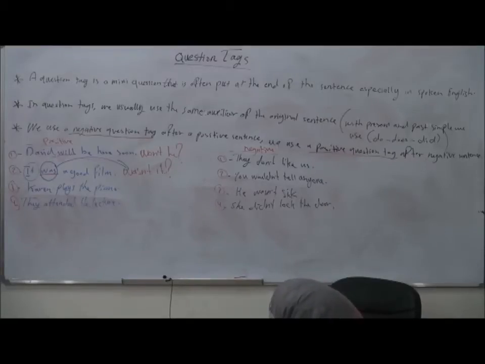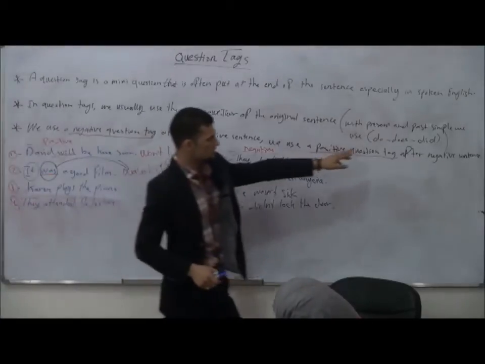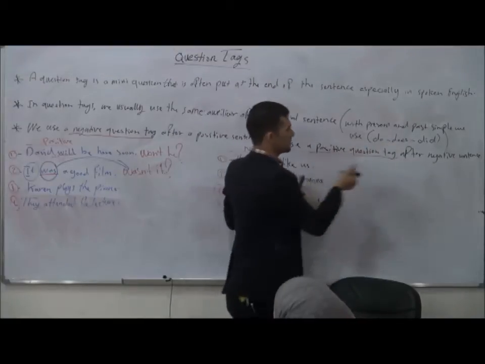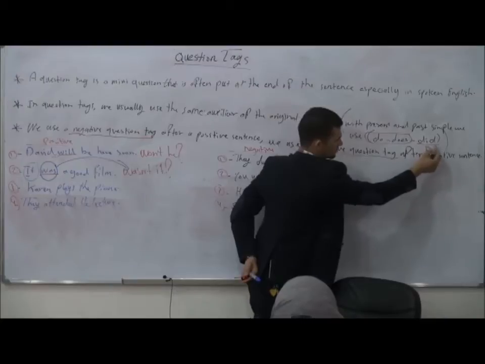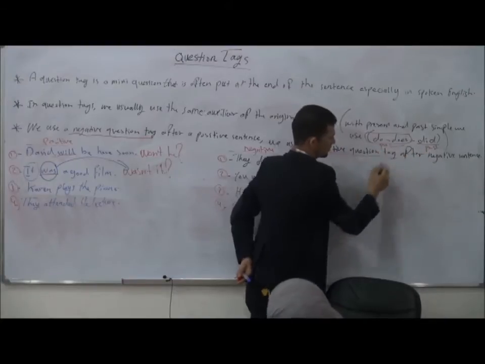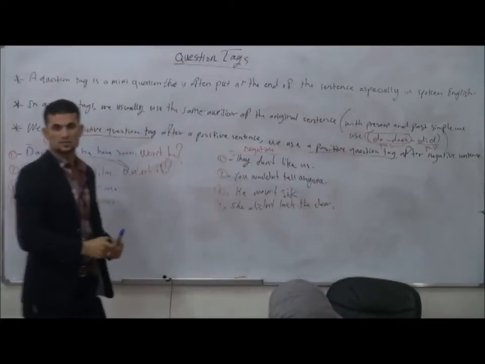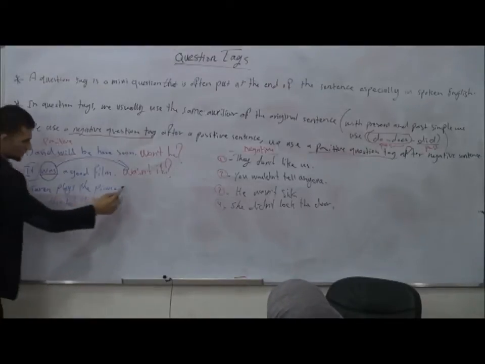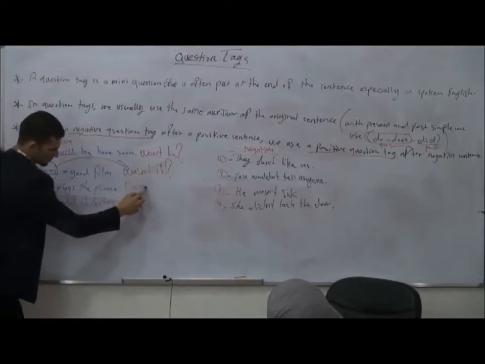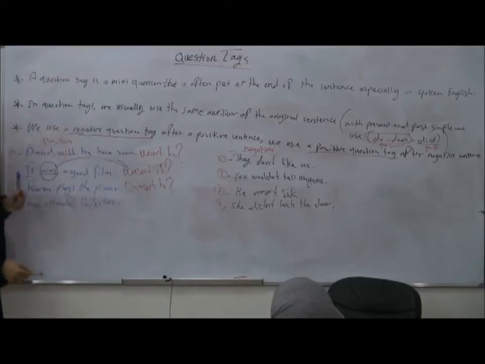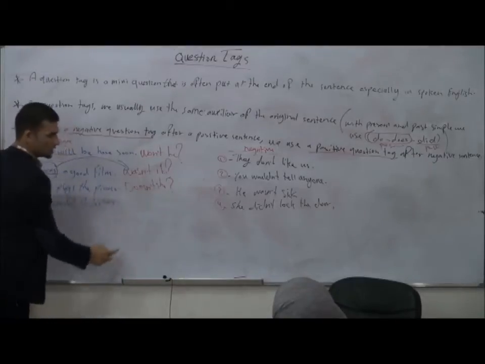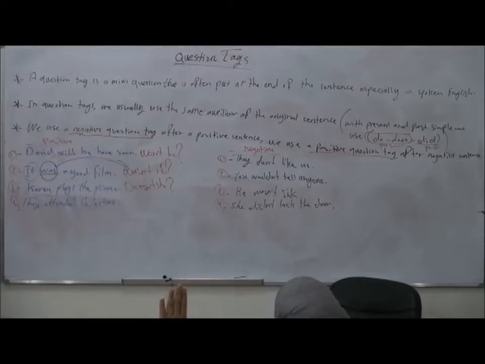So, since it's present, we have to use do or does only, because do and does are used with the present simple. Right? Yes, very good. Doesn't he? Why doesn't he? Why, Rasha? Very good, because the subject is Karen, not he. She. Karen is a female. Karen, okay?